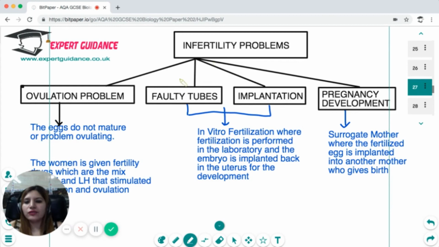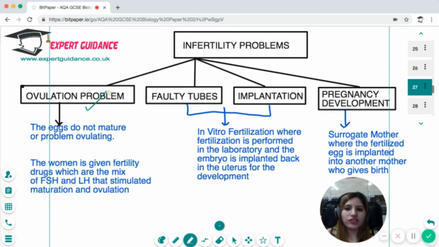Now, there are a lot of infertility problems that happen in people. The first problem is the ovulation problem, where the eggs do not mature or the egg is not ovulating. In those cases, the women are given fertility drugs, which are a mix of FSH and LH. So follicle stimulating hormone causes the development of the follicles, and luteinizing hormone stimulates the ovulation. At times, there are tubes that are faulty, so that the embryo is not able to come to the uterus, or there's an implantation problem.